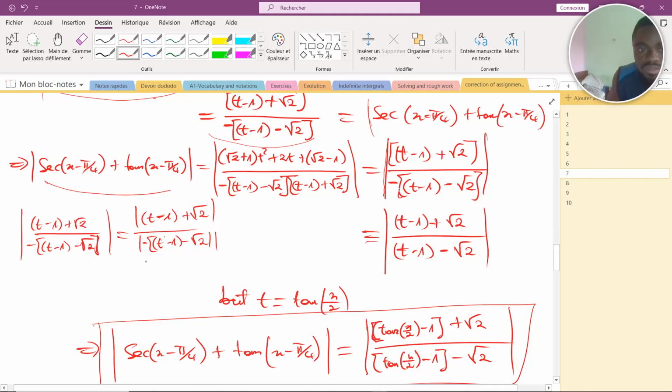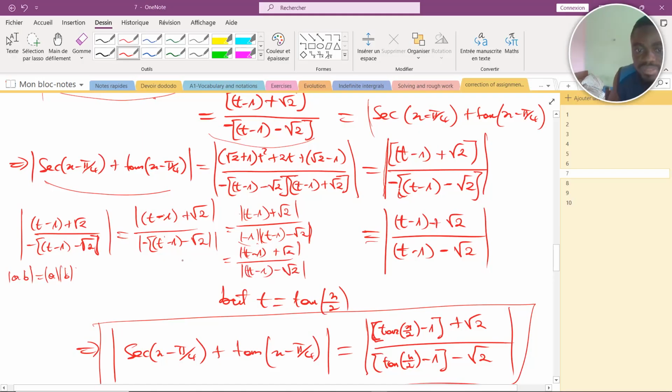Is that okay? Now, if I apply this property, the absolute value of AB equals the absolute value of A times the absolute value of B. At the bottom here, this becomes the absolute value of t minus 1 plus root 2 all over the absolute value of minus 1 times the absolute value of t minus 1 minus root 2. Is that okay? Now, the absolute value of minus 1 is 1, so this simplifies to the absolute value of t minus 1 plus root 2 all over the absolute value of t minus 1 minus root 2.